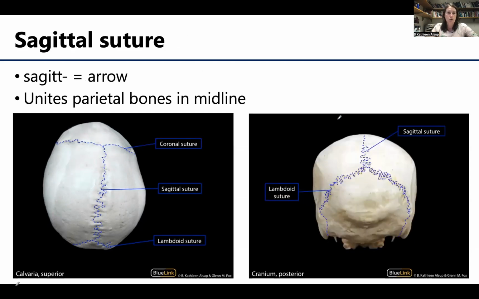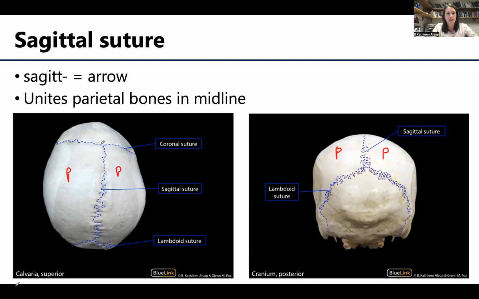The sagittal suture is going to unite or articulate the parietal bones somewhat in the midline, not perfectly in the midline, but somewhat in the midline. So here's a parietal bone here, a parietal bone here, and it's going to be between those two. And you can see that a little bit from this posterior view here. So two parietal bones and the sagittal suture right there.